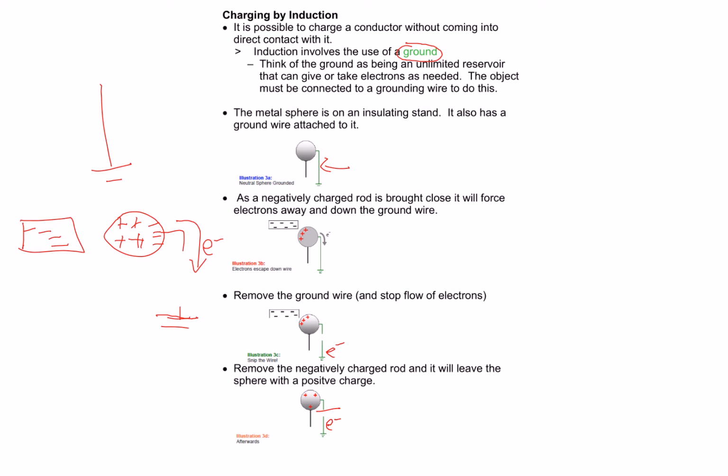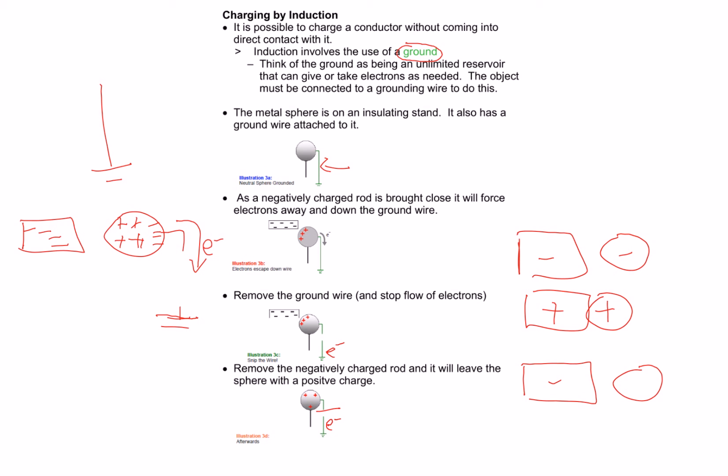So one thing to remember with conduction is if we bring a negatively charged object to the neutral one and we touch it, they're both going to be negative. If we bring a positively charged rod and we touch it, they're both going to be positive. But with induction, it works the other way around. When we bring a negatively charged one close, that chases away the electrons. So once we break that, it's going to be left over as positive.